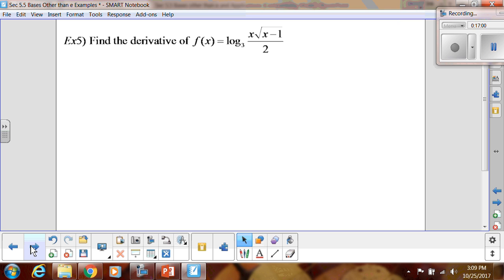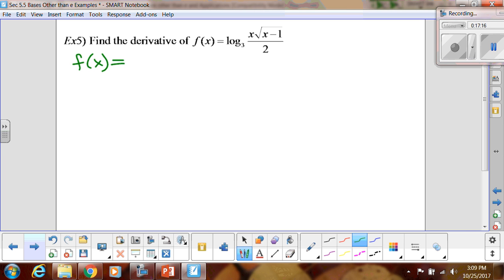Let's remember what our logs are. So this is the log of a bunch of stuff. Remember, we can simplify this out, make our derivative process a little bit easier by using our properties of logs. So let's rewrite f of x to be log base 3 of x plus, that's to the 1/2 power, I'm going to bring that in front. So I'm going to have 1/2 log base 3 of x minus 1. And then I'm going to have minus log base 3 of 2.